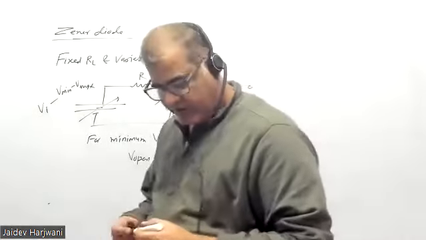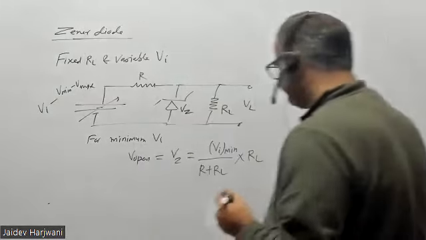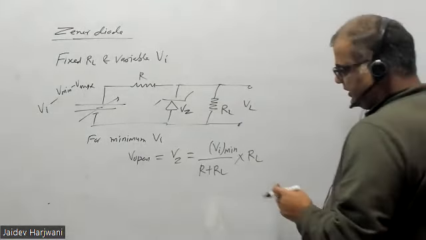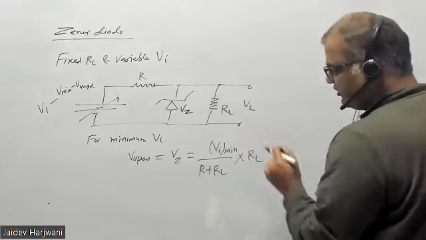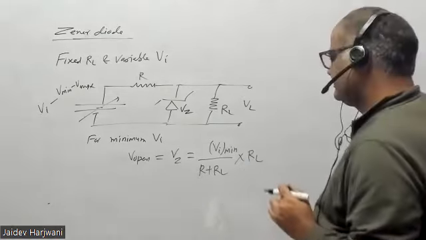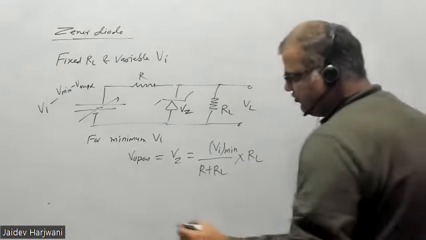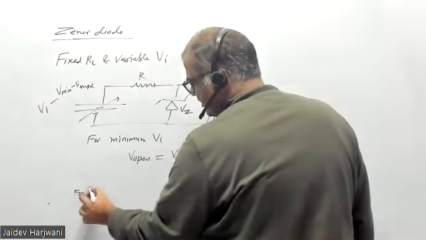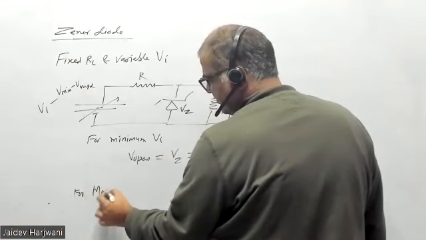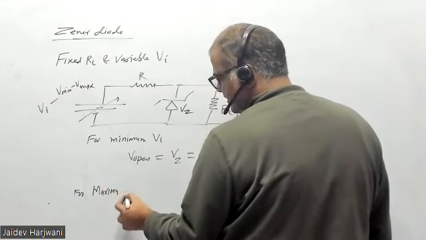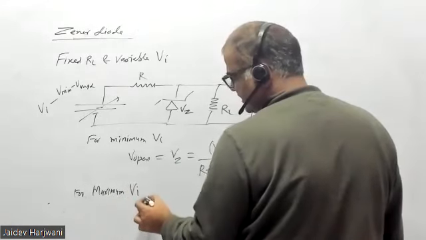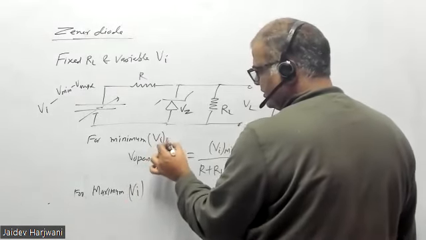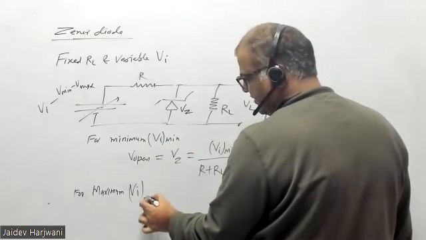Now what about V max? RL value will be given in the question, R will be given, so you can find it. Now what is it for maximum V input, that is VI max?